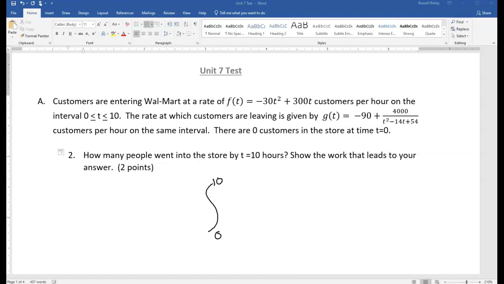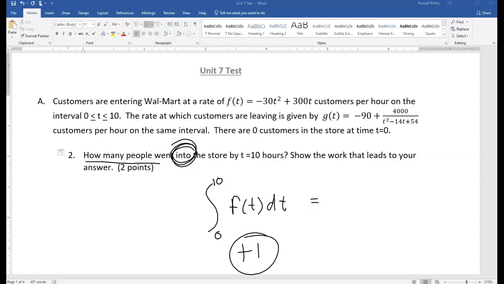They're only asking for us to find how many people went into the store. They don't care about how many left. They just want to know how many people went in. So all we should have integrated here was the f function. That's it. So if you missed number 2, that's probably what you did wrong, although you might have missed another point. This is the first point, just getting this set up. Okay? The output answer, some of you guys got it wrong, probably just because you didn't put it into the calculator correctly.